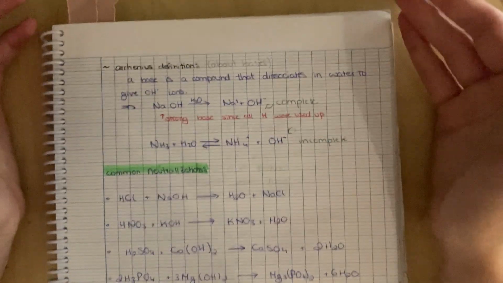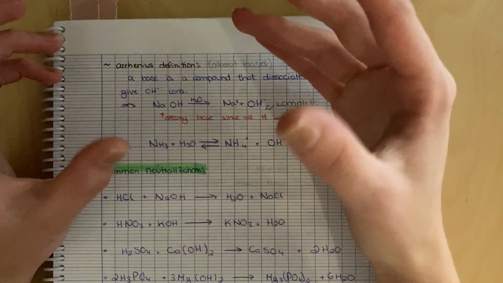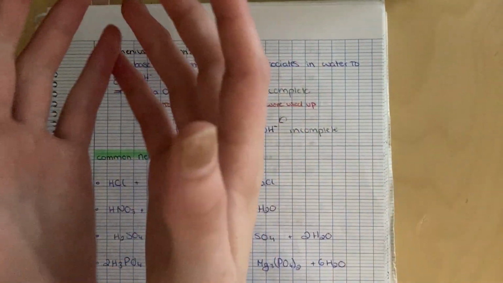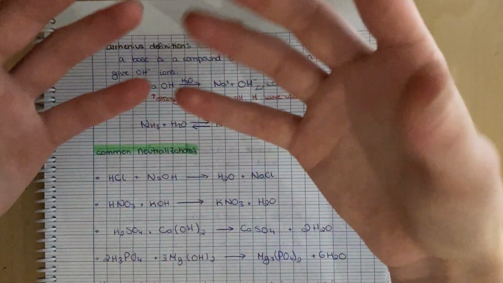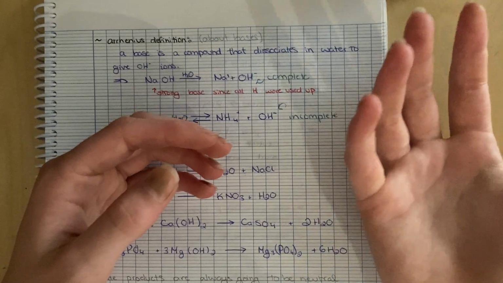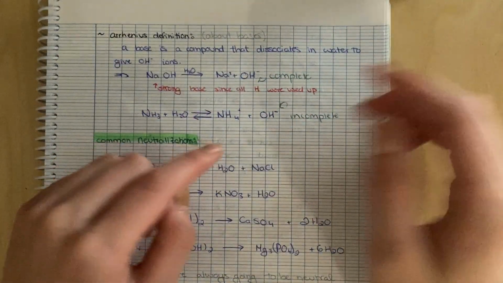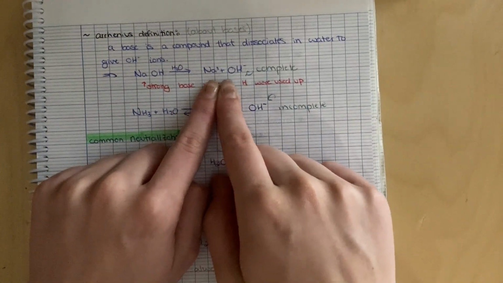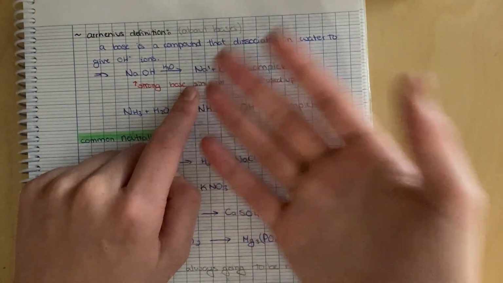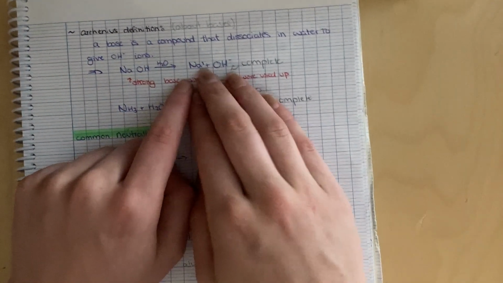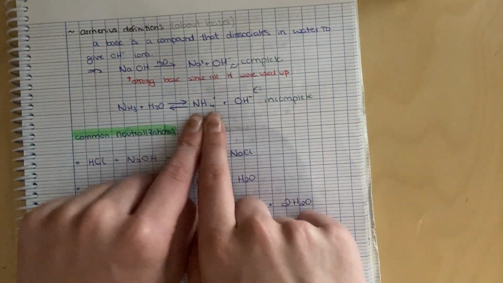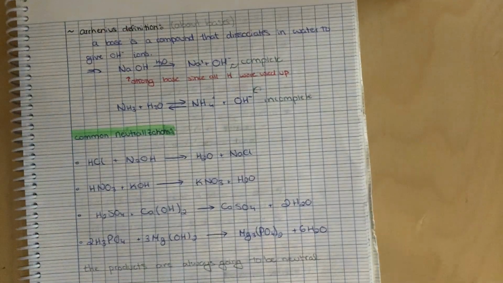Now, the Arrhenius definition about bases is the same thing, except it gives OH- ions. So you have a compound, it dissociates in water, it separates in water, you get OH- ions. Same thing about complete and incomplete. If it's Na+ and OH-, it's complete because there's no hydrogen left in here. It would be incomplete if there is still hydrogen in the proton.